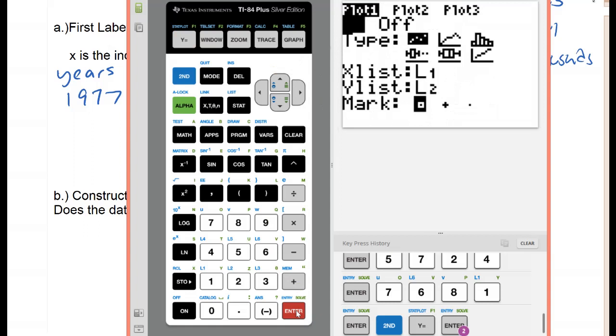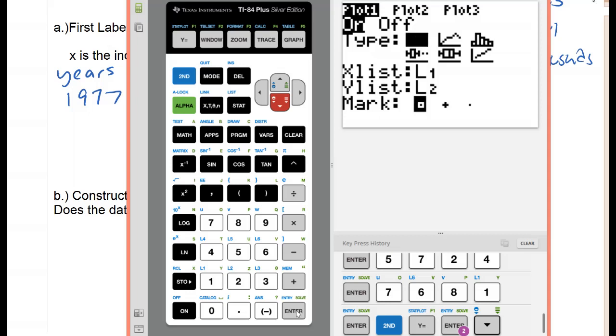I'm going to hit on, and then type. I just want points. I don't want connected dots. I don't want a histogram. I just want points, so the first one should be highlighted. By default, it should say list 1 for your x values, list 2 for your y values. If it doesn't, just change those. And then the bottom one is how your scatter plot is going to show your points. I like the first one because they're nice and big, so I'm going to leave it like that.